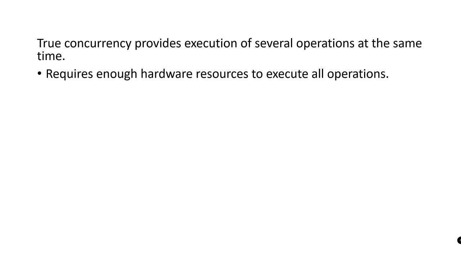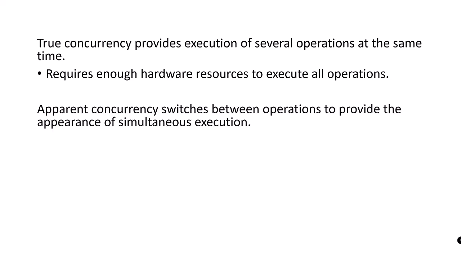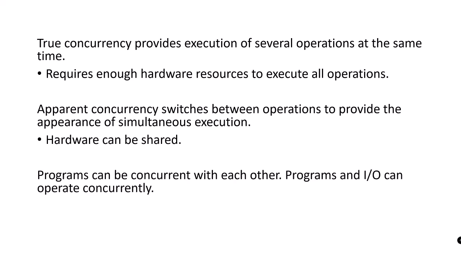True concurrency provides execution of several different operations at the same time. This requires enough hardware resources to be able to execute all of those operations simultaneously. Apparent concurrency switches between operations. Apparent concurrency allows one set of hardware to be shared among multiple applications. Programs can operate concurrently with each other. Programs may also execute concurrently with input and output operations.